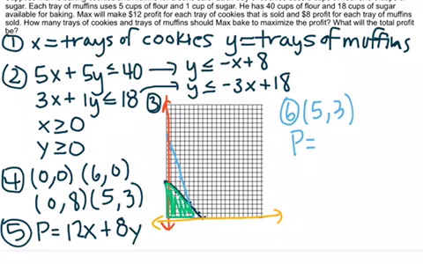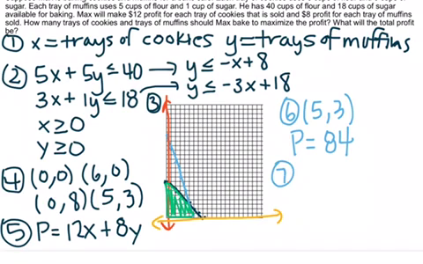If I check all of them, 0, 0 is going to give me 0. 6, 0 would give me a profit of 72. 0, 8 gives me a profit of 64. But 5, 3 gives me a profit of $84.